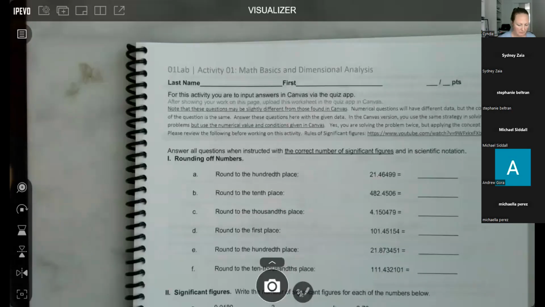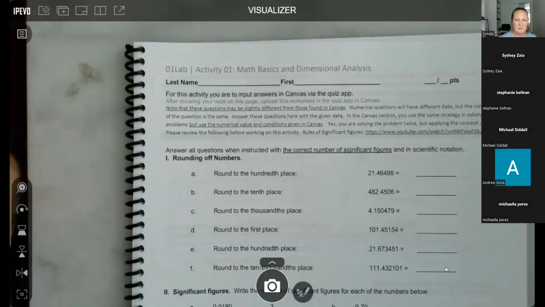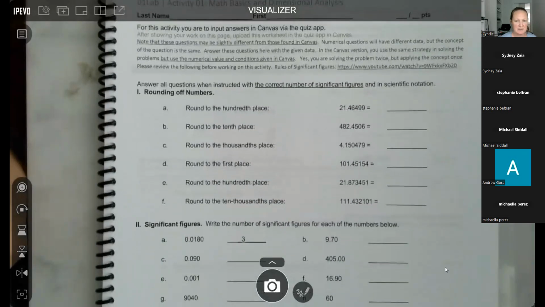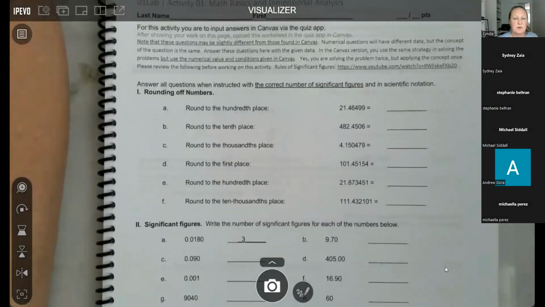All right, I am going to share my screen and just use my document camera. I'm not going to do every question, but you can let me know what you are struggling with, and we'll certainly do at least a couple in each one.